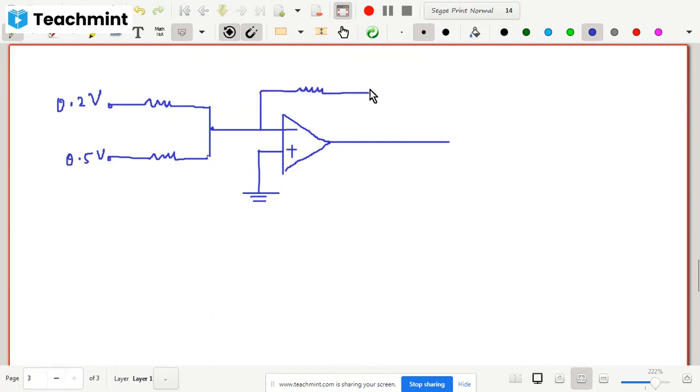I will have the feedback again. So this is your feedback, and it is 10K. Feedback is 10K. And these are 1K and 1K. So you just need to find out the output voltage. Okay. Now, if all the resistances are equal, if 10K is equal to 10K, then you can directly write the formula as minus of V1 plus V2.